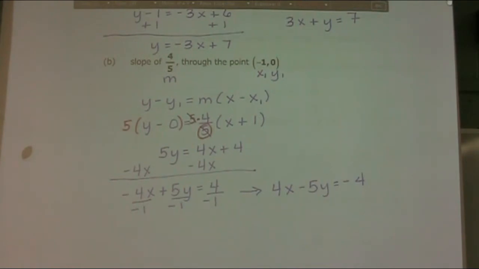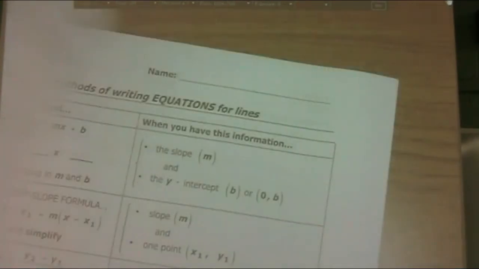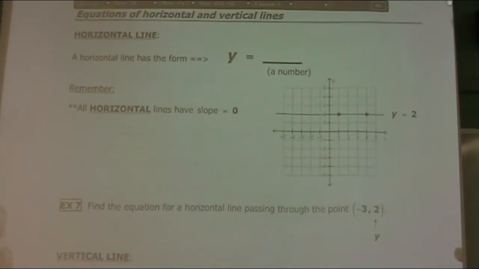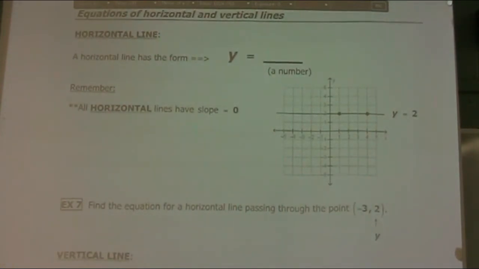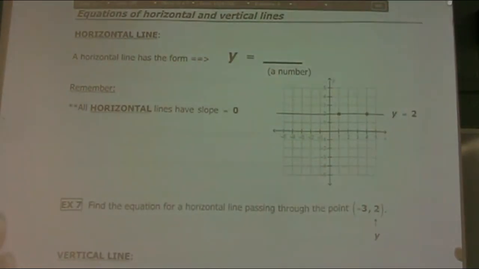All right, let's take a step a few pages ahead, and let's go to page 20 and address horizontal and vertical lines. Now, horizontal and vertical lines are easy. They are so easy, but the issue is you have to realize that you're dealing with a horizontal or a vertical line. So again, here's what we know about horizontal lines. They have the equation y equals a number. There are no x's in the equation.